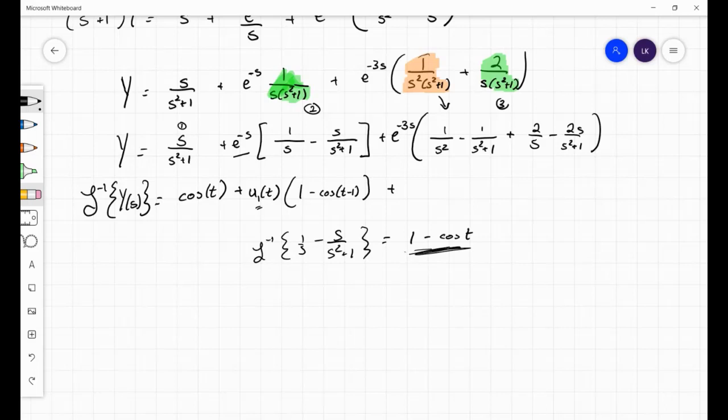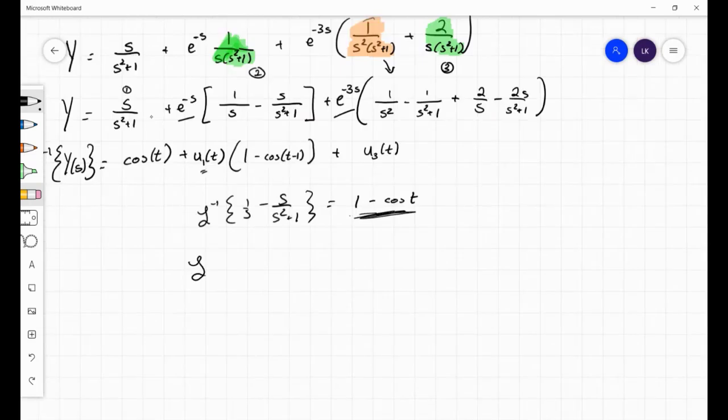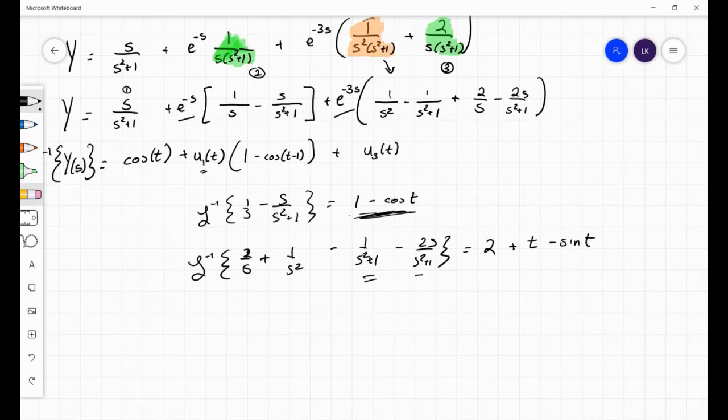Plus, now the third thing, the exponential becomes a step function that turns on at 3. And then we look at the inverse Laplace of all these terms: 2 over s plus 1 over s squared. So 2 over s, that's just 2, you take the inverse Laplace. 1 over s squared, the inverse of that is t. And then this becomes a sine of t. This becomes 2 times a cosine of t.